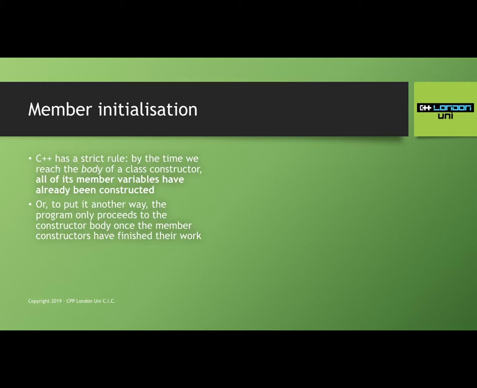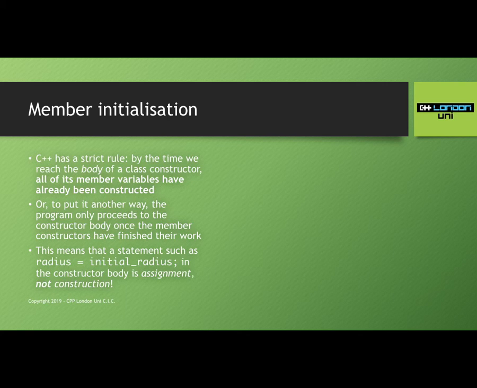So if you use a statement like, as you're about to see on the screen, radius equals initial radius in the body of the constructor, which is how you might do it in, say, something like C#, that will work in C++. But this is not constructing the radius, this is assignment. This is overwriting the value that is already there. There is already a value in the radius member by the time we reach the constructor body. And what this statement will do is overwrite the initial value.